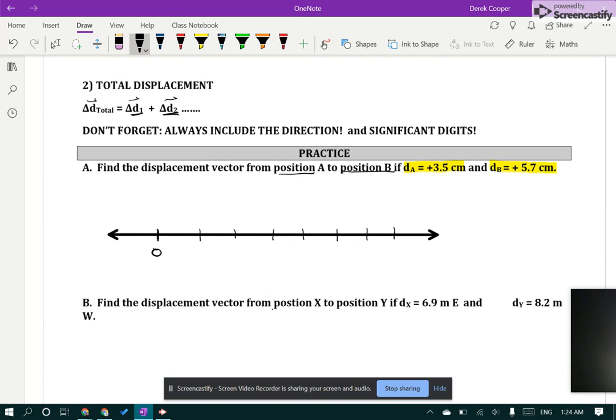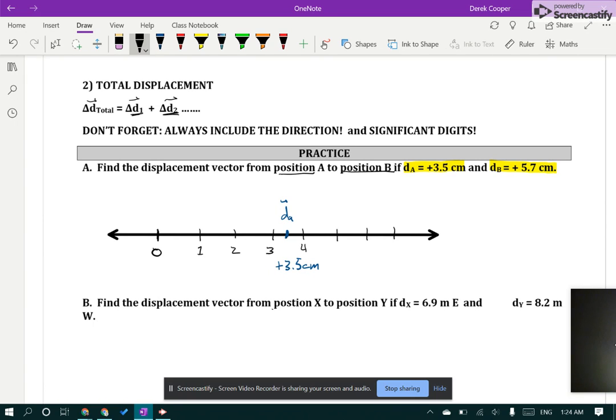So we're going to start at 3.5 centimeters. So 1, 2, 3.5 centimeters. This is going to be our position A. So position A, it gets a little vector sign over top of it because we've got directions, is at a positive 3.5 centimeters. Okay, then we keep going.